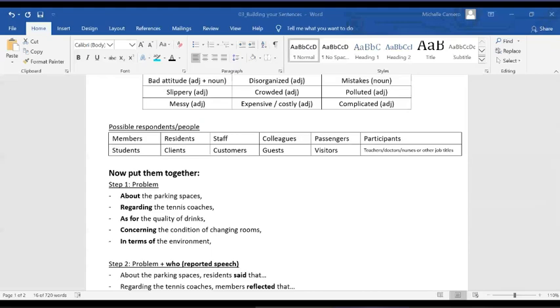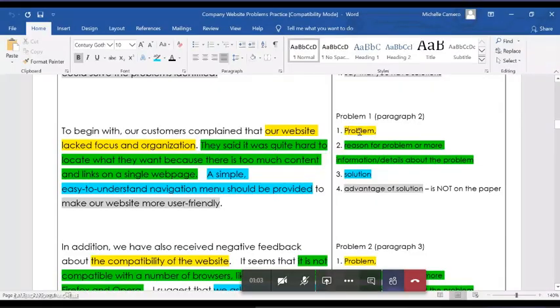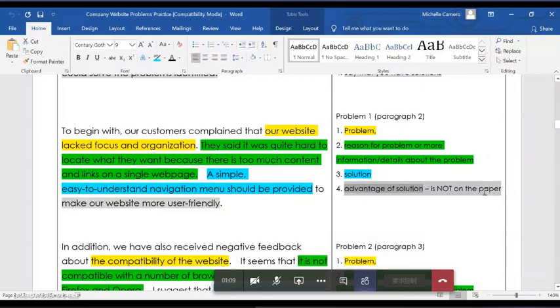Let me put it up here on the screen so you can see really quickly what I'm talking about. Remember the 4 steps, like you see right here. You're going to talk about the problem first, more information about the problem, then the solution. Then you're going to give the advantage of the solution. Remember, the advantage of the solution is not on the paper. It's an idea you must add.